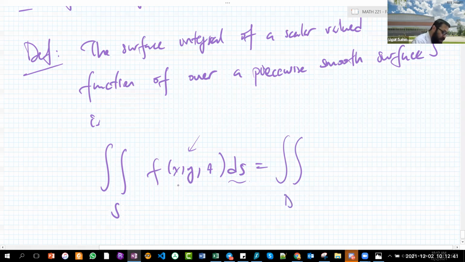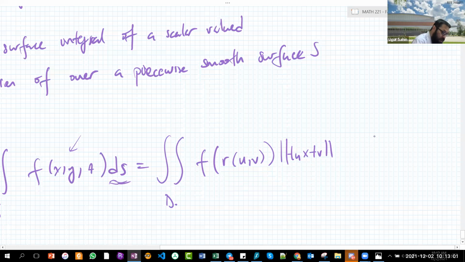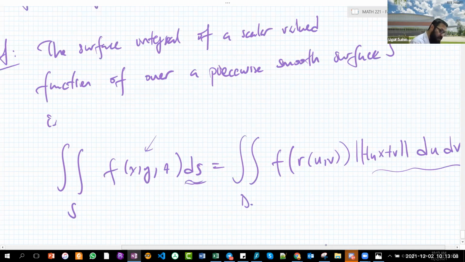Look at how I'm going to calculate. I need the parametrization of the surface. I'm going to use the parametrization in my function. And then the dS part is basically the area, and I know how to calculate the area of the surface. We discussed this on Tuesday. Did you see that? That is how I'm going to give the surface integral, using the area as well as the parametrization. I need both concepts to calculate the surface integrals, guys.